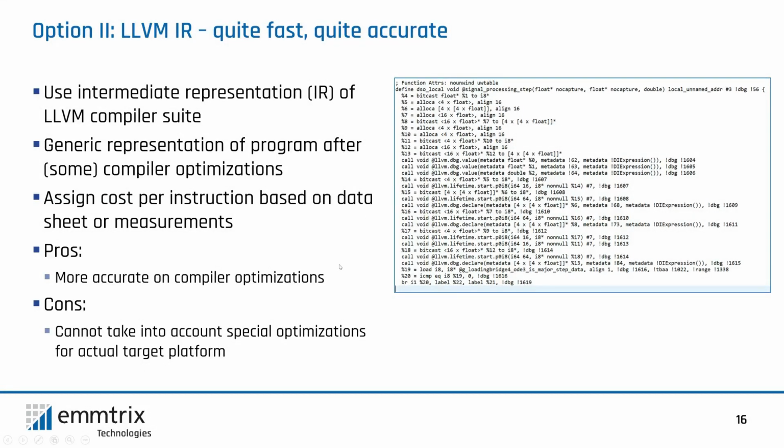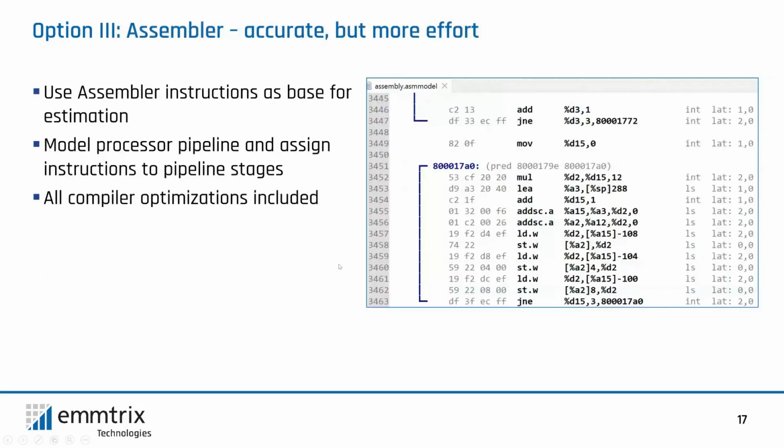Now, our third option here provides the best solution. So it's analyzing the assembler code. So everything is still statically done. So we are not running the code, but we compile the code. We generate the assembler code, as seen here. And if we have the assembler code, we can see the different instructions that are executed.